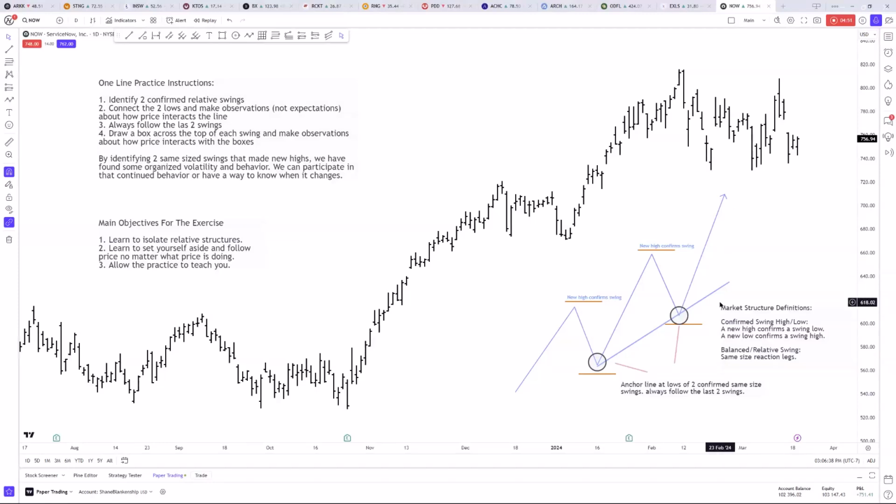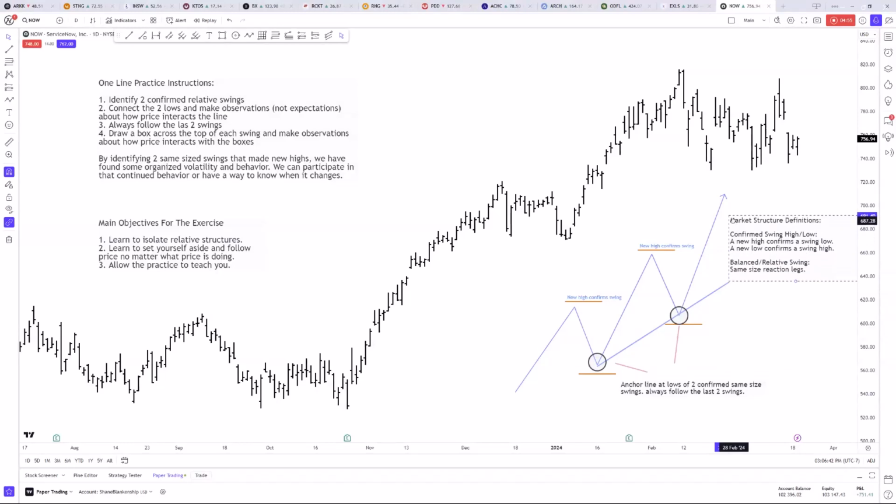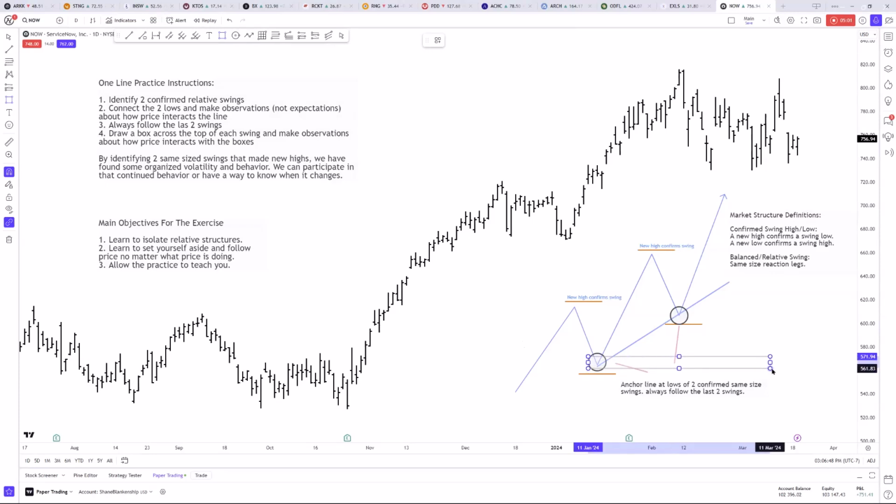And then the next part of this is you can then simply just draw a box across the bottom of each one. Right? So rather than me telling you what this does, you're going to find out and you're going to see, right? Don't have any expectations, just observe. I don't need to justify things or techniques, right? This is going to show you how price interacts.